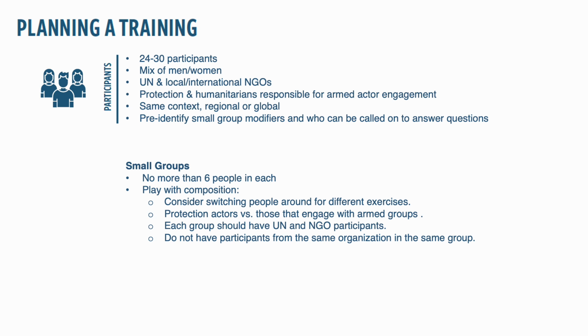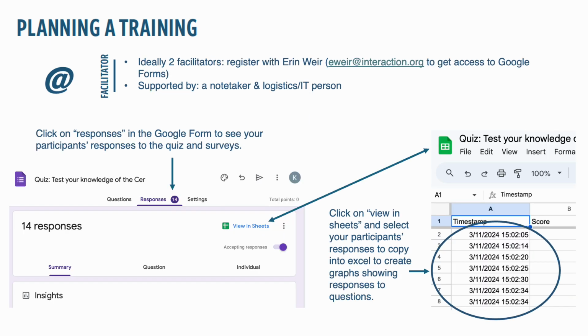This will help pre-identify people that can be called on to answer questions to avoid long silences, as well as participants that can assist with small group moderation. The ideal number of participants per small group is 6, thus between 4 to 5 small groups, and be sure to play with the composition.